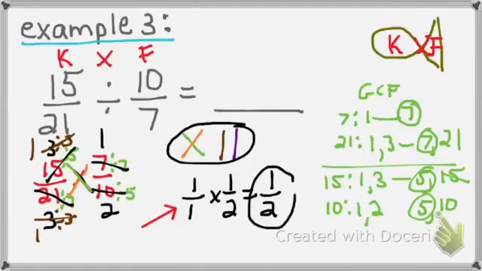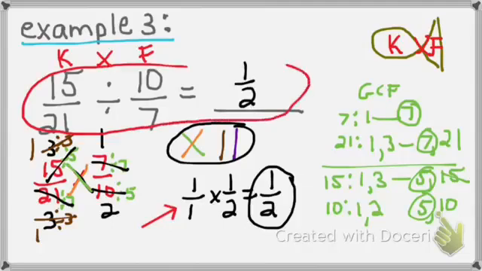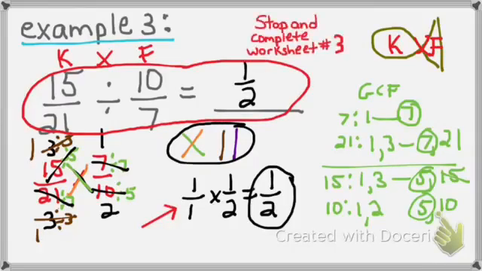So I have to ask the question, is that a proper fraction? Will it work in a chicken fight? And yes, it will. So that will be my final answer. 15/21 divided by 10/7 equals 1/2. Please stop the video and complete worksheet number 3 right now.